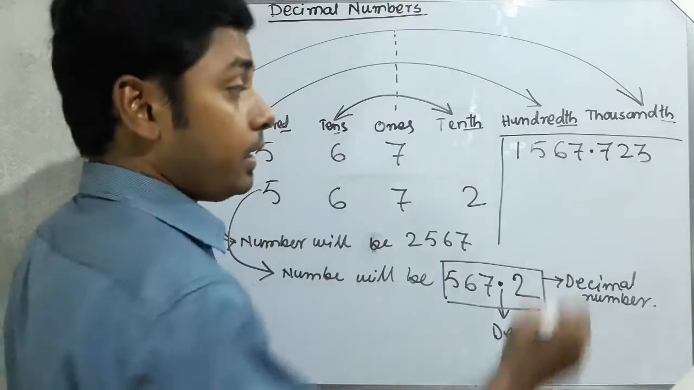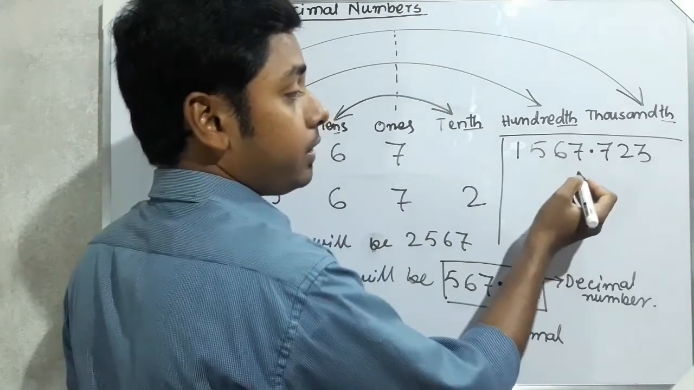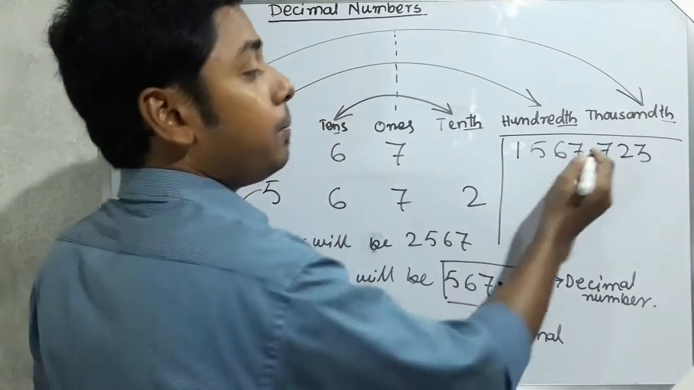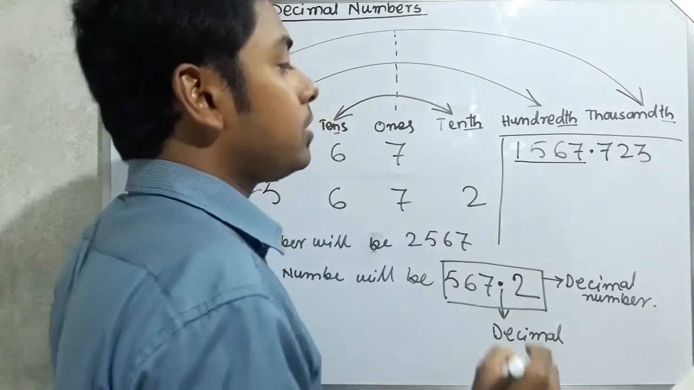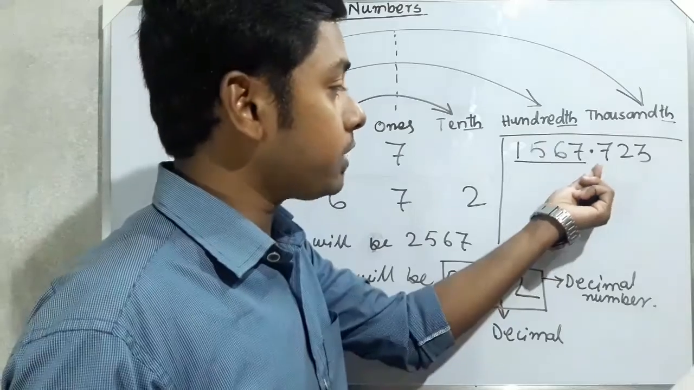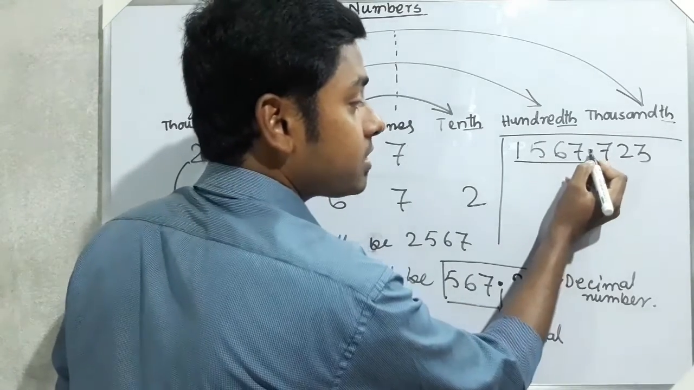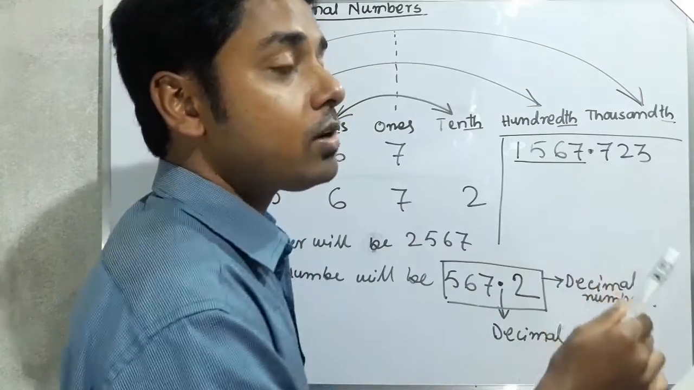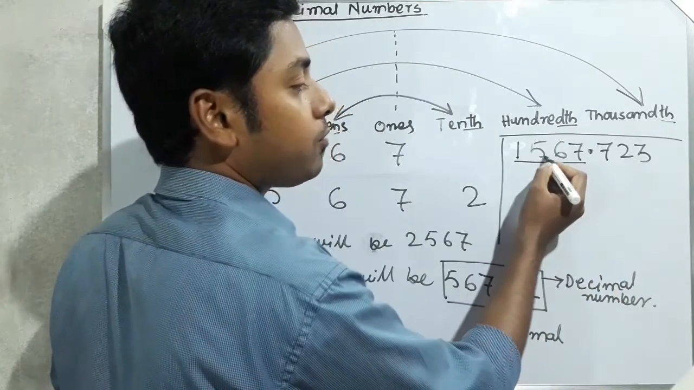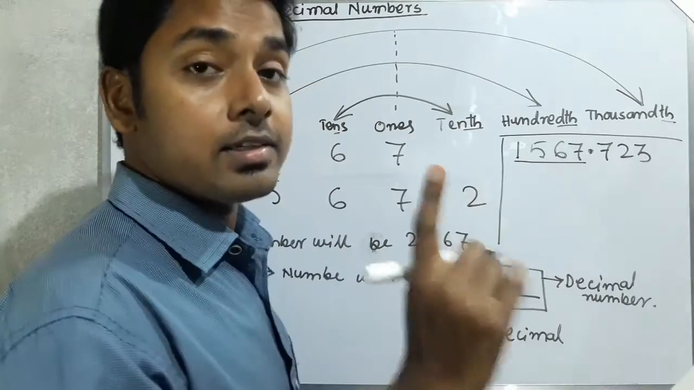Can you tell? Whenever you have a decimal number, the number before the decimal point can be counted as usual. Before the decimal, this number can be counted as usual. That means as usual: 1567. This is called as usual.